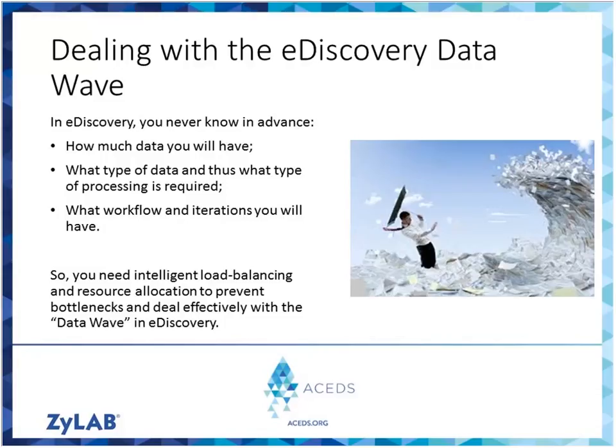During an eDiscovery process, you will constantly be confronted with new users, new situations, new issues, other parts that you have to investigate, and this makes it very hard to predict how much resources you need, and for instance, what type of resources do you need? How many gigabytes do you need to be able to process in a particular way? You never know it, and it's very, very hard to predict. So one of the things that you really need in eDiscovery is intelligent load balancing and resource allocation to prevent bottlenecks and deal effectively with what we call the data wave in eDiscovery.